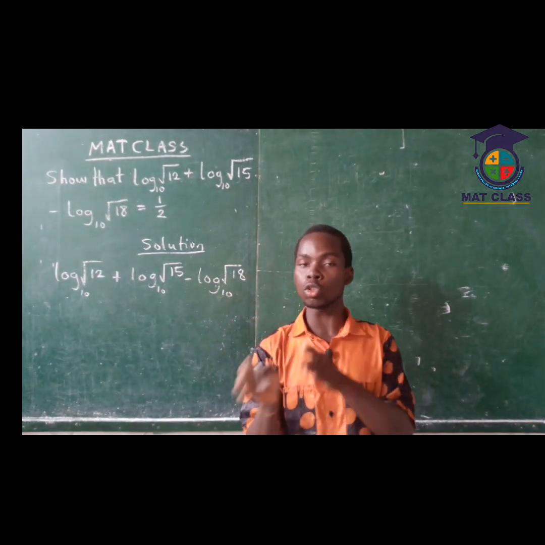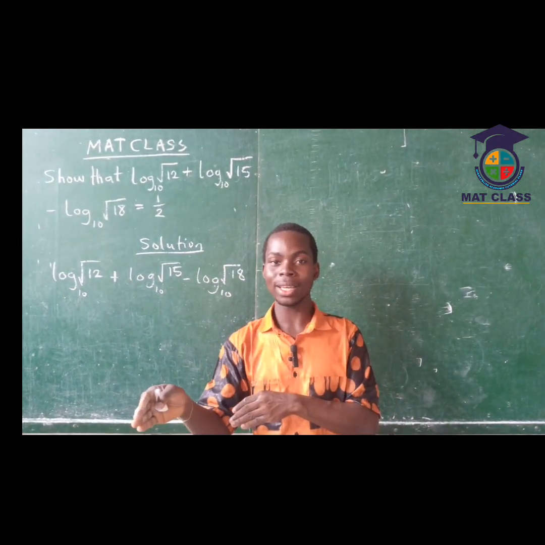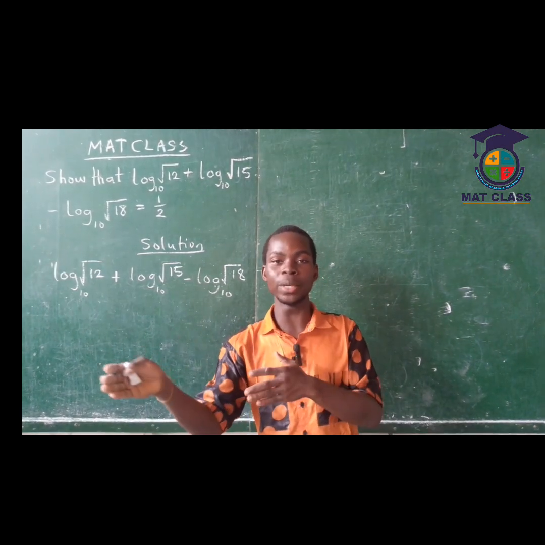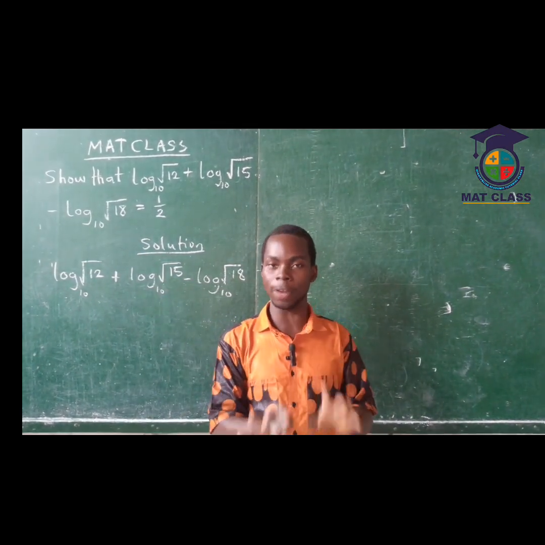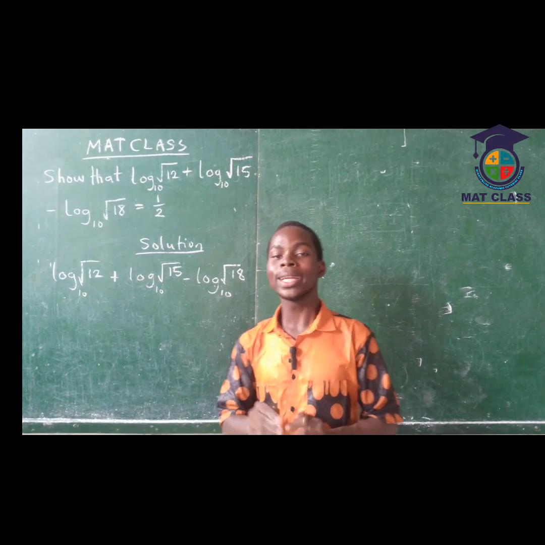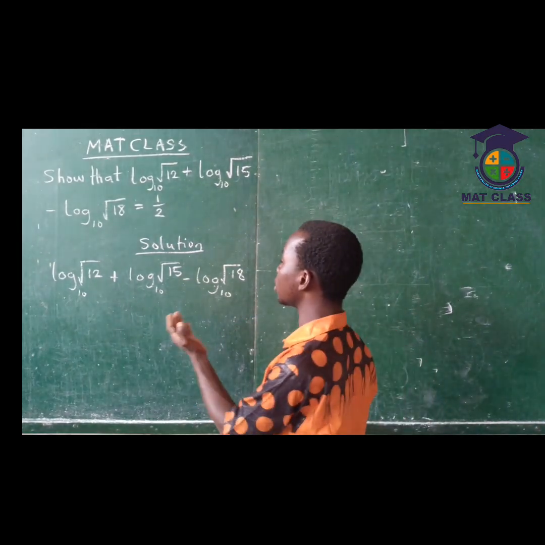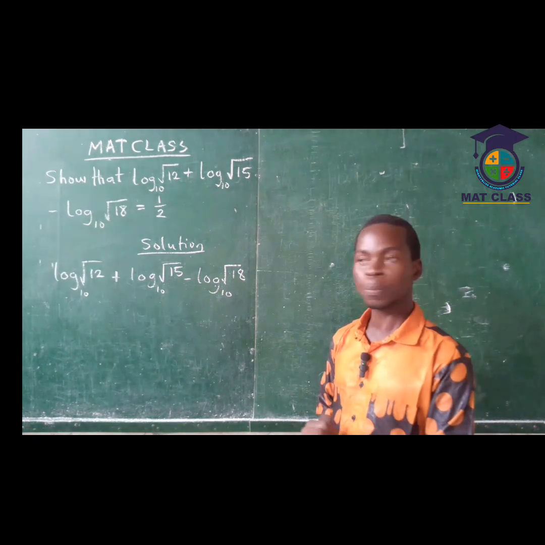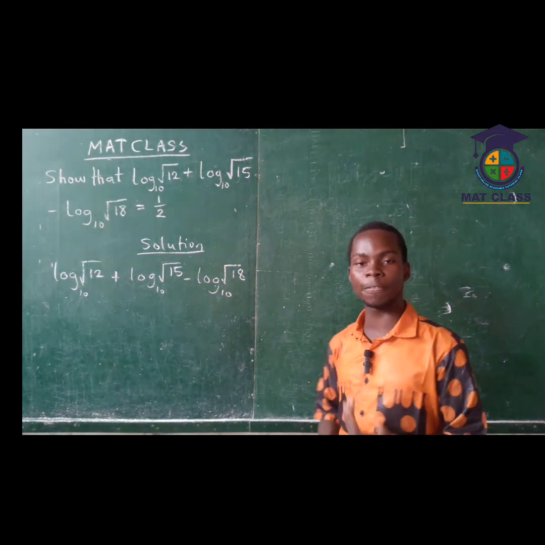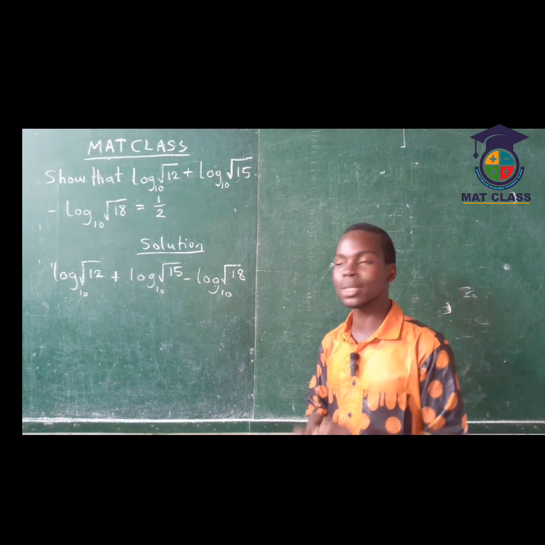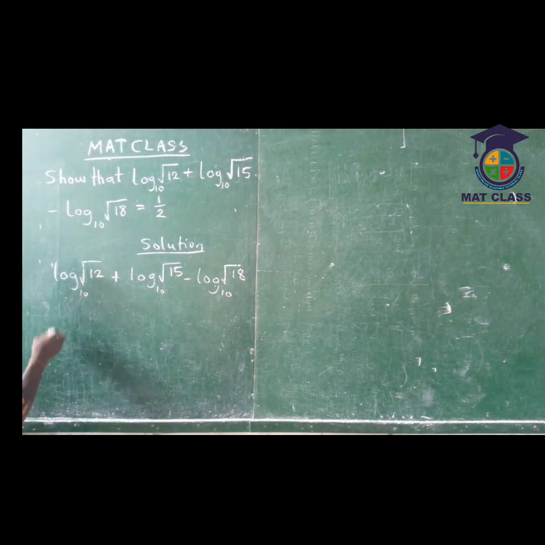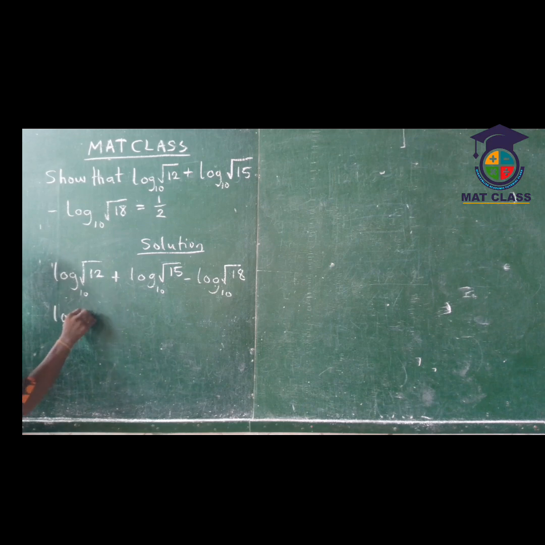Let me make an example. Maybe we are having the root of b. If you're having the square root of b, the answer will now be b raised to the power 1/2. Hope you are getting it now. Here I'm having the log of the root of 12 plus the log of the root of 15 minus the log of the root of 18, which means that I'm going to be writing it as the log of 12 power of 1/2.